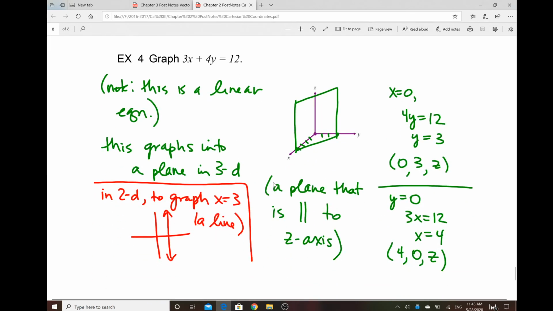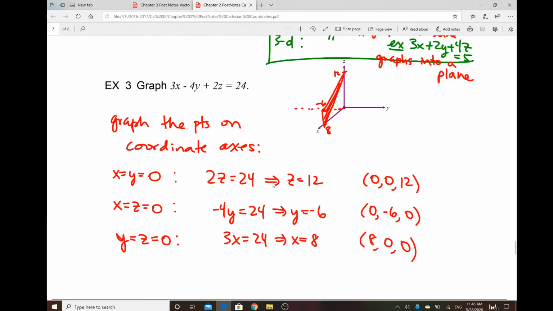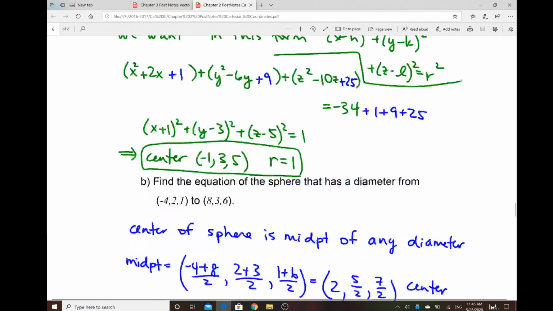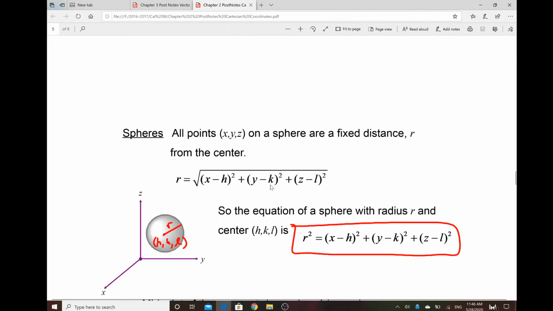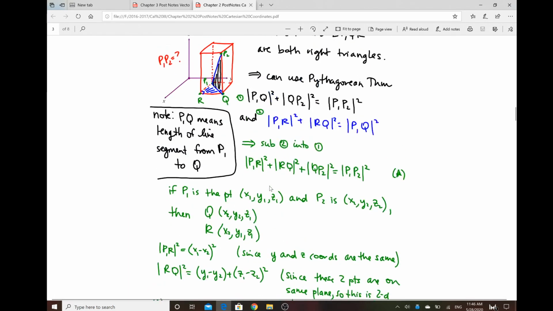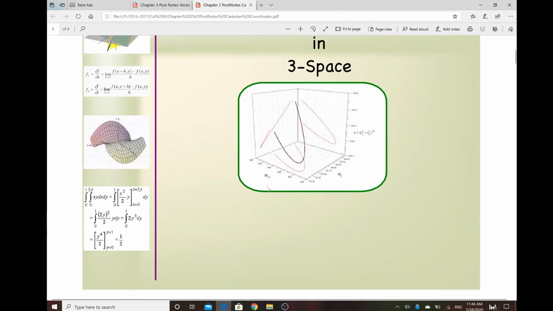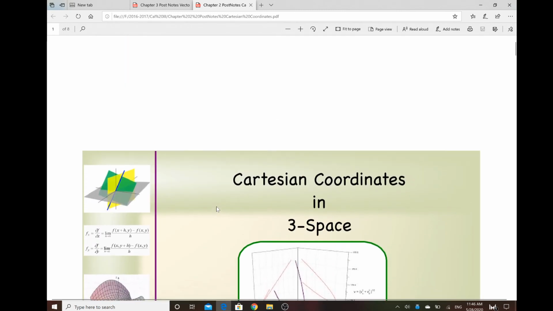Okay, so that's it. Here's the lesson we got for the three-dimensional space with the Cartesian coordinates. It's a good lecture for multivariable calculus, an early introduction, an early preparation for students who want to take multivariable calculus in college.